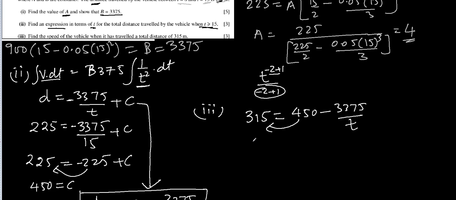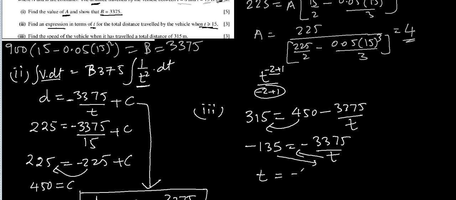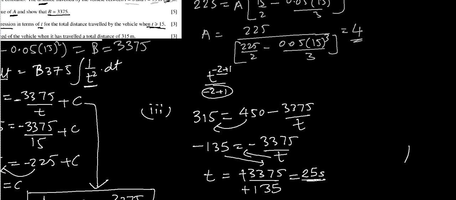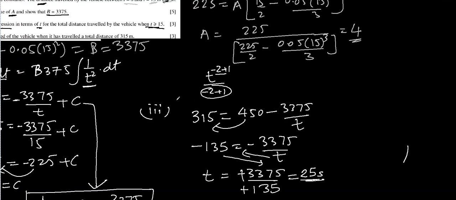So let's bring it to the other side. 315 minus 450, minus 135, equal to minus 3375 over t. So t and 135 will exchange the places. T equal to minus 3375 over minus 135. These two cancel and it comes out to be 25 seconds. So 25 seconds later, the distance traveled was 315 meters. All right. Here you might be thinking that there was a turning point at 20 seconds we just found in the first part, but that does not apply because the equation has changed after 15 seconds. So we don't have to worry about it.